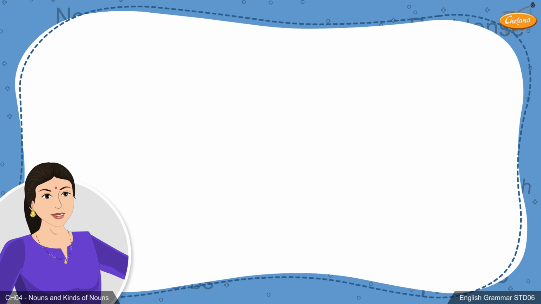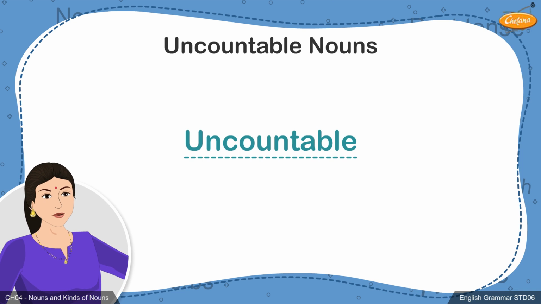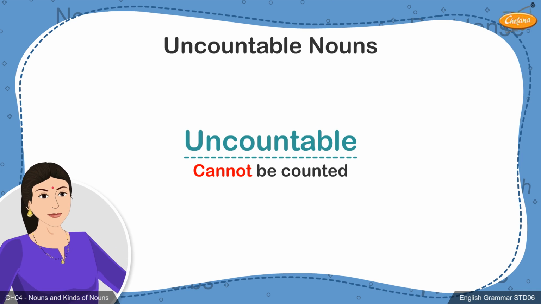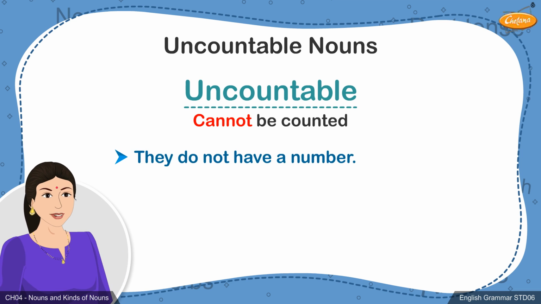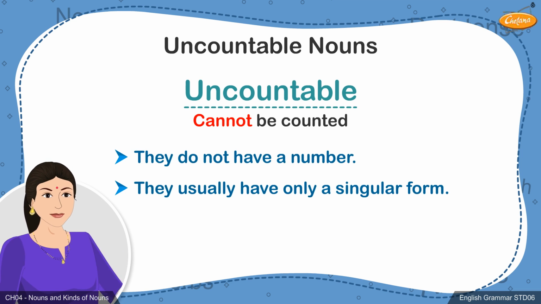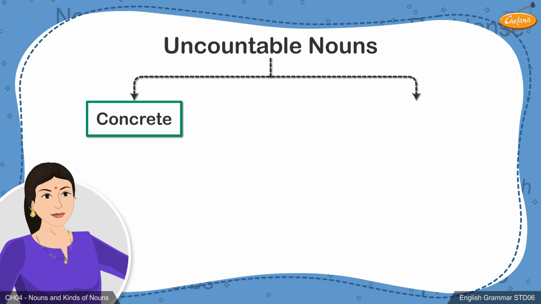Now, let's learn about uncountable nouns. Students, as the word uncountable suggests, such nouns cannot be counted. They cannot be differentiated into singular and plural nouns since they have no number. Such nouns usually only appear in one form, that is the singular form. These uncountable nouns are either concrete or abstract in nature.